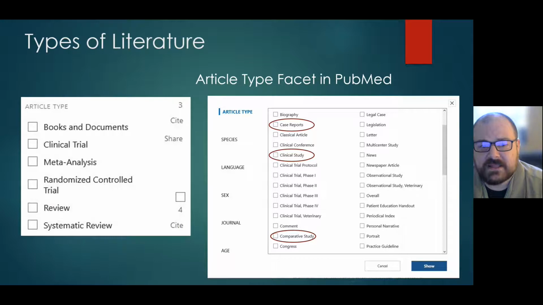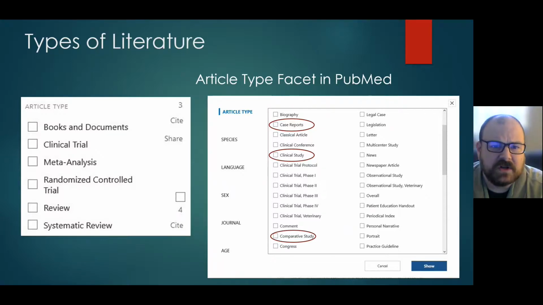If you expand the categories, you can actually change on the PubMed site the categories that are available: article type, species, language, sex, journal, and age. If we're just focusing on article type, you'll see that I can also include case reports or clinical studies or different phases of clinical trials, comparative studies. So I can find all these different kinds of publications or articles directly using that facet in PubMed.